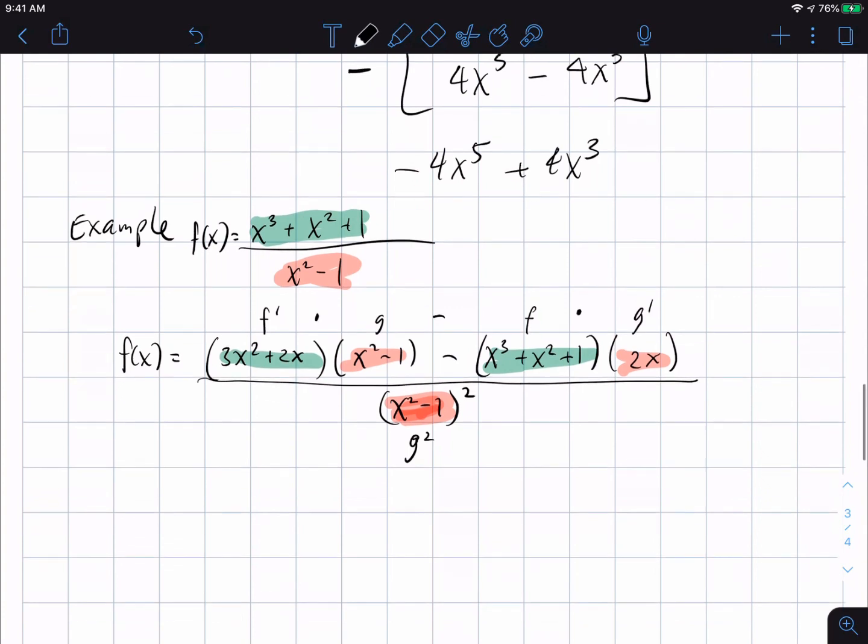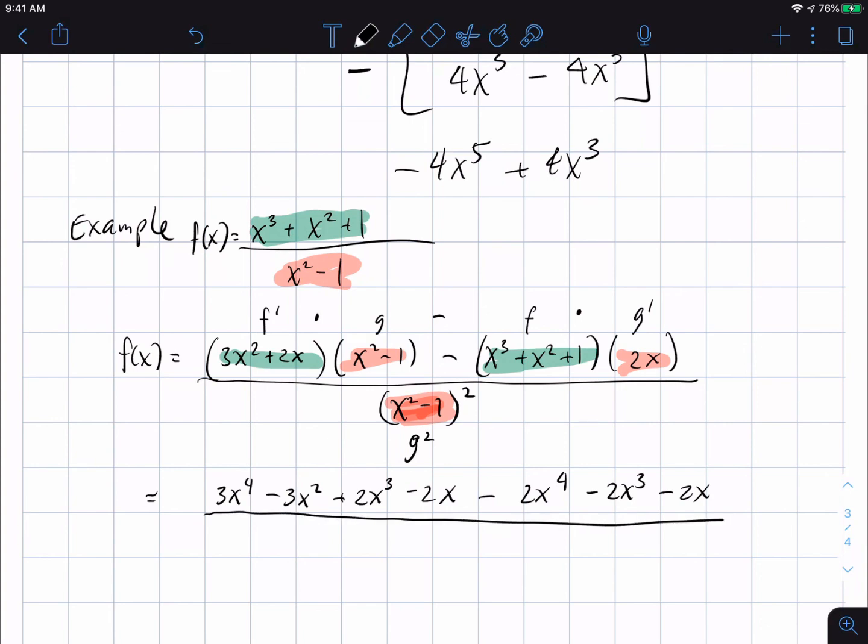Okay. Then from here we're going to expand. Let's see if I can do that. 3x to the fourth minus 3x squared plus 2x to the third minus 2x minus 2x to the fourth minus 2x to the third minus 2x. All of that over x squared minus 1 squared, that whole quantity.